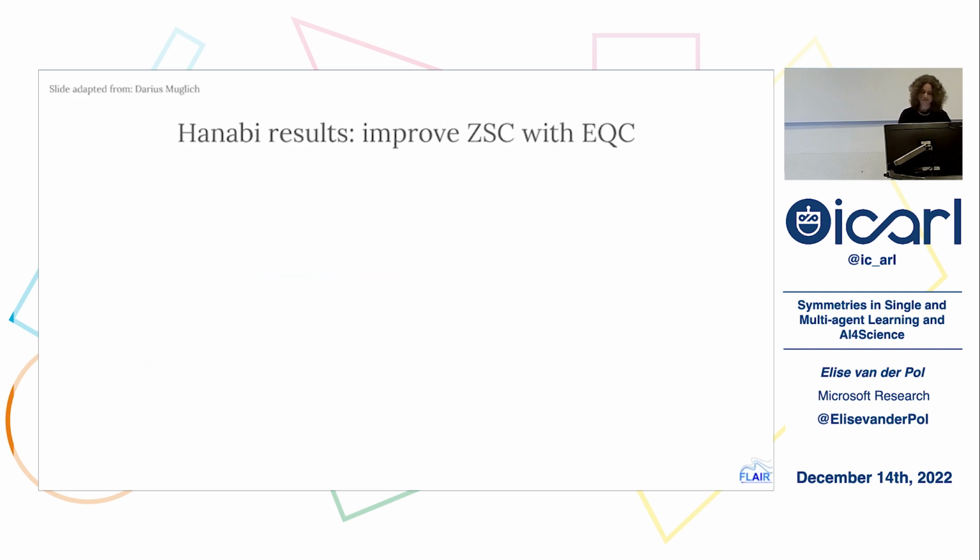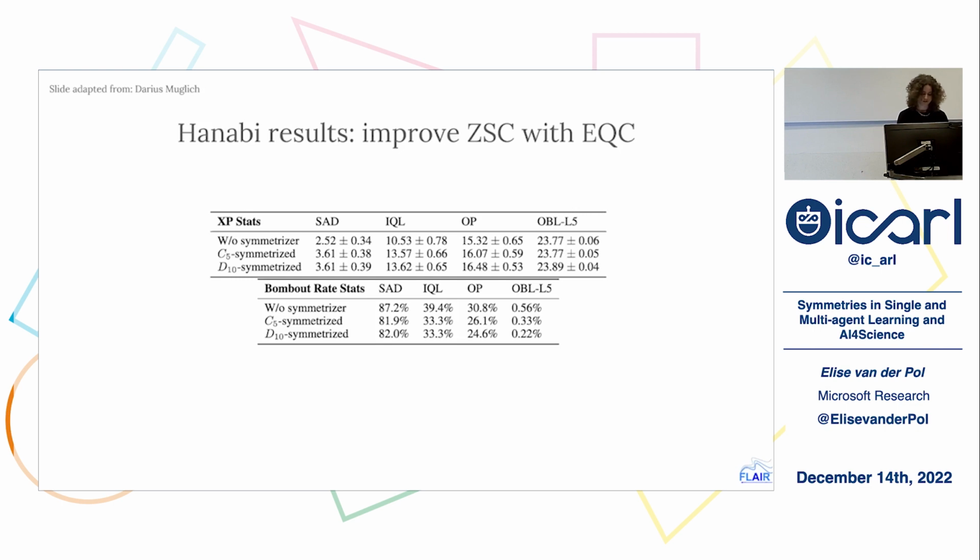So we test this on zero-shot coordination in Hanabi. If you're familiar with it, I have never played it myself, but it's apparently a quite complicated card game. And it turns out you can improve existing agents to be better at zero-shot coordination by using the Equivariant Coordinator. So here are some results. XP stats refers to crossplay stats, so higher is better. Bomb rate stats refers to failing at Hanabi. So you're bombing out, so lower is better.